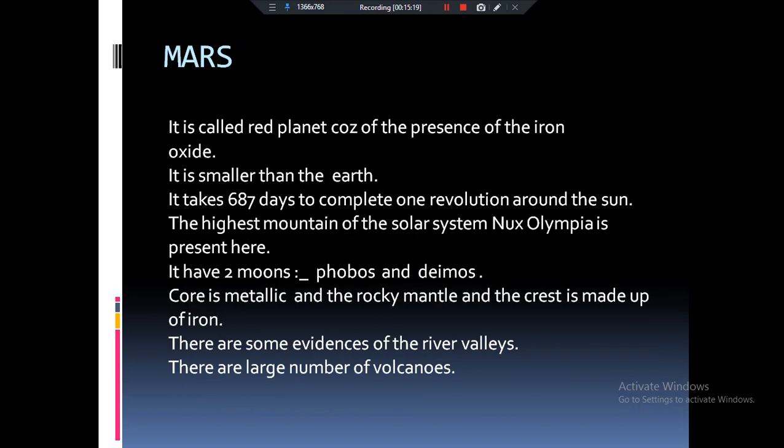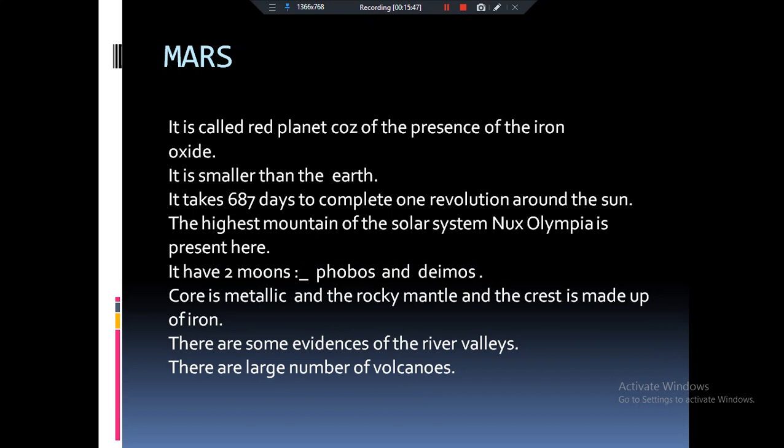Now coming to Mars, which is also known as the red planet of the solar system because it has a red color. And this red color is because of iron oxide. Iron oxide is responsible for the red color of Mars. It is smaller than the Earth. The size was increasing with the distance from the sun, but Mars is the smallest planet.